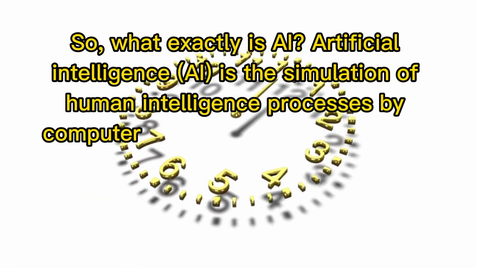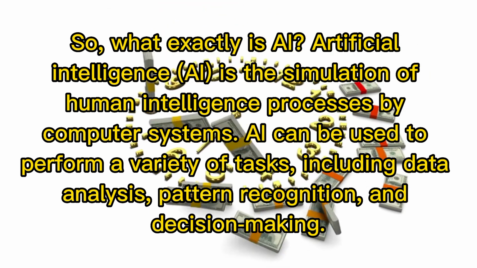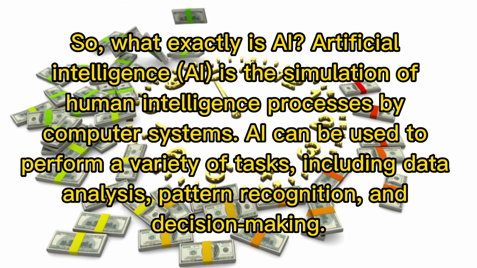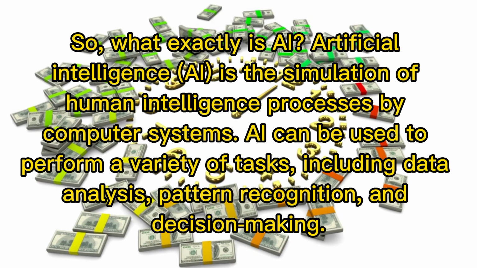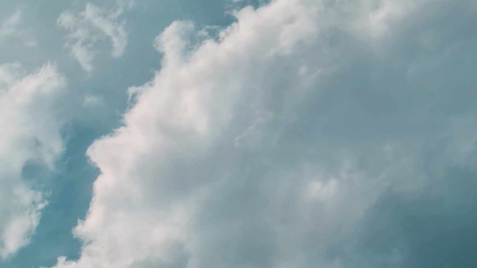So, what exactly is AI? Artificial intelligence. AI is the simulation of human intelligence processes by computer systems. AI can be used to perform a variety of tasks, including data analysis, pattern recognition, and decision-making.